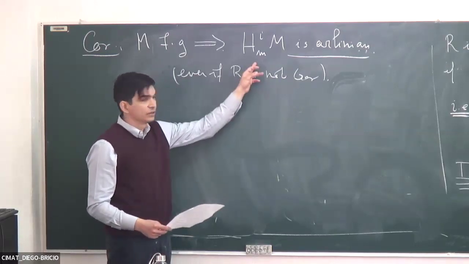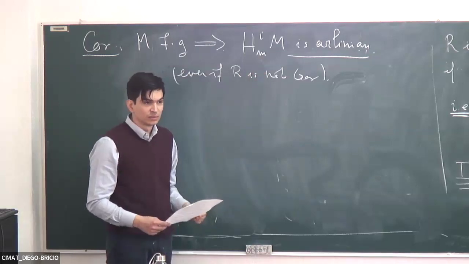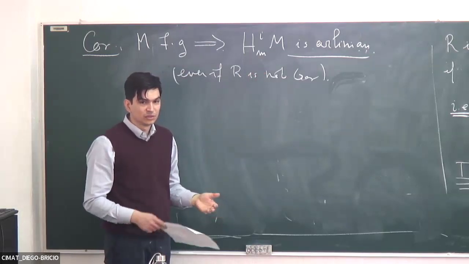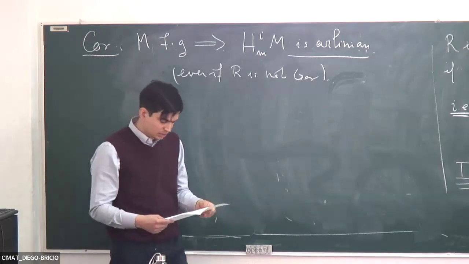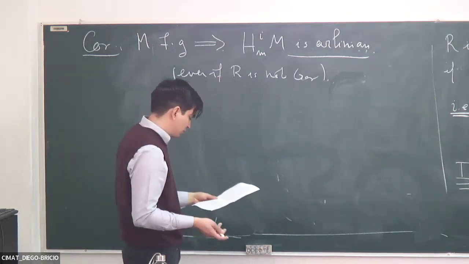So I think it's very non-obvious that this is Artinian, just by looking at it. It's all this local duality business. I don't know of any other route.